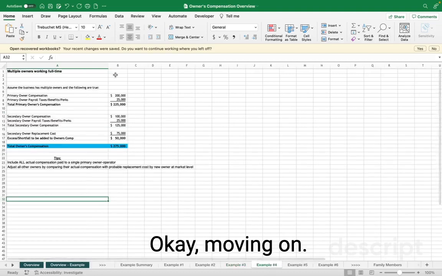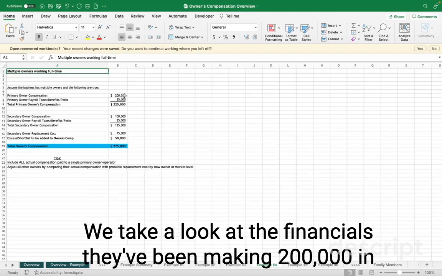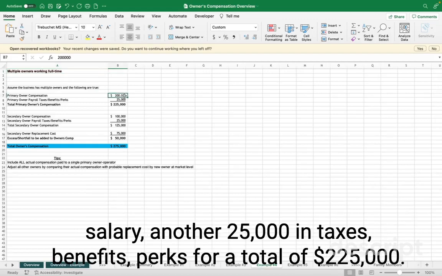Okay, moving on. Partners working full-time. So the first thing we need to do is add back all of the compensation paid to the primary partner. We take a look at the financials. They've been making $200,000 in salary, another $25,000 in taxes, benefits, and perks, for a total of $225,000.